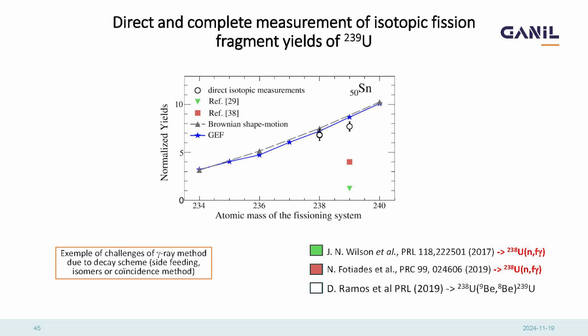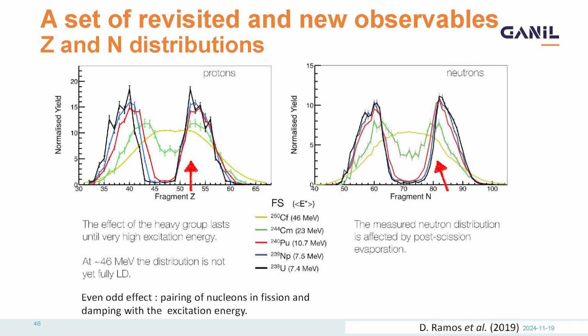From what it seems, but maybe somebody in the audience knows, the point is that there is a big challenge about accounting for the side feedings. No? This is the main challenge. Okay, so what do we get out of this? You have a set of revisited observables. You have now the charge, you have the mass, so you can get charge yields, isotopic yields, and you can look now at the different systems that are populated.